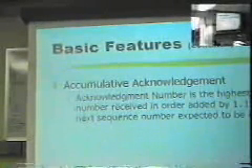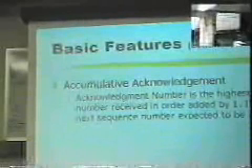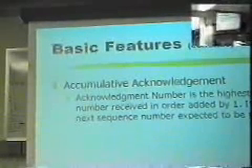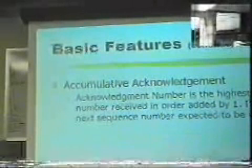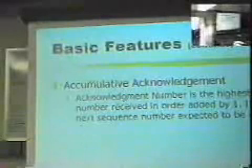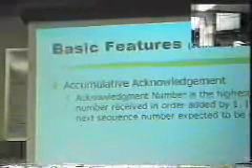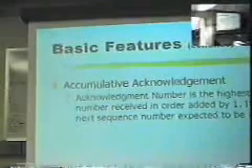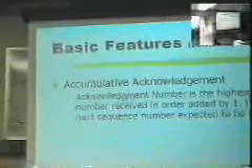What is the cumulative acknowledgement? It means when you send an acknowledgement, you don't send exactly the sequence number of each packet. You just send the packet you received in order. It means if you receive an out of order packet, you will not send the sequence number of that packet. You just send what you received in order. So it is called a cumulative acknowledgement.